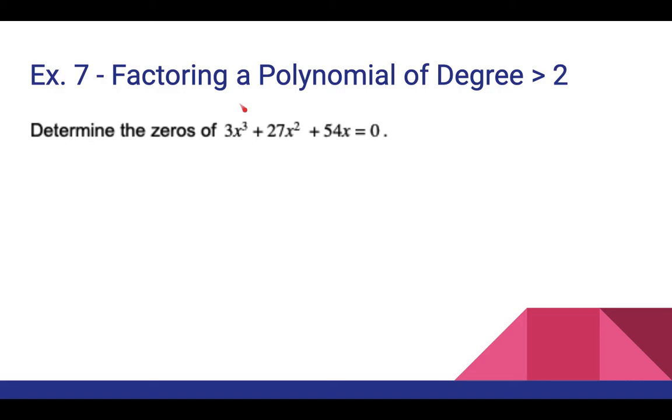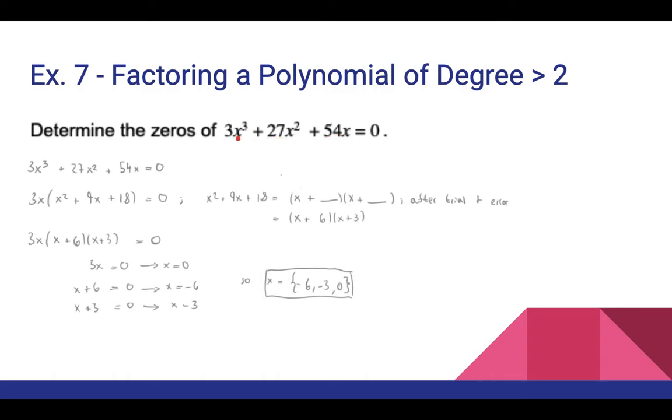So determine the zeros of 3x cubed plus 12x squared plus 54x. What we can do first here, going through our steps, is realize there's a common term of 3x on all of these terms. So we can factor out 3x. Thus, we're going to have 3x times x squared plus 9x plus 18 equals 0.